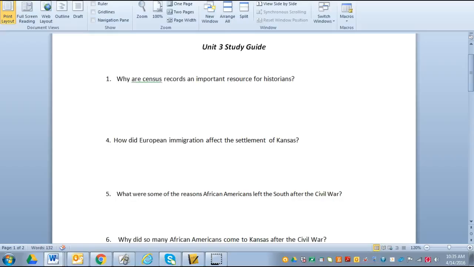All right, test is tomorrow. I think it's important that we get the study guide done today and tonight. Study guide with big emphasis on immigration and railroads.